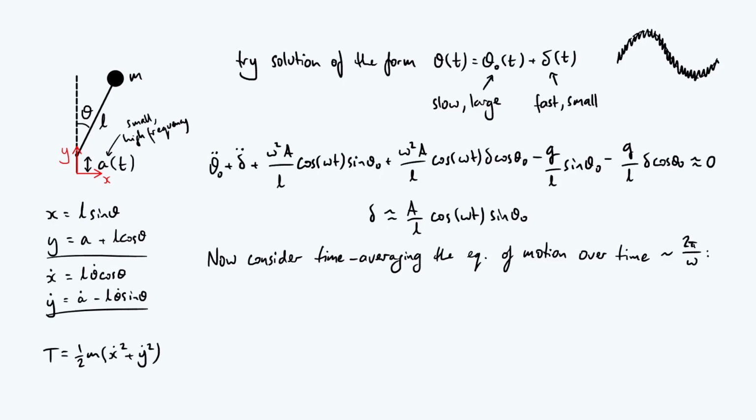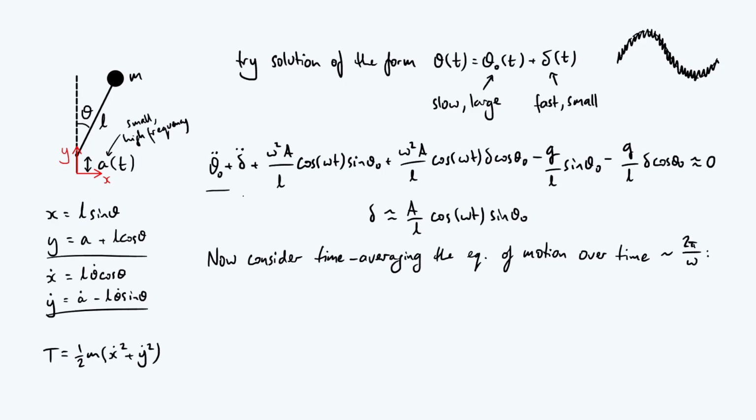Now, why is that a sensible thing to do? Well, essentially it's because theta naught is just varying on a much longer timescale than delta is. And so if you care about the long-term time evolution of theta naught, you wouldn't really intuitively expect that to depend on the very fine details of what delta is doing over a very short time period. You would expect the oscillations of delta to have some effect on what theta naught is doing, but the fine details shouldn't really matter. And so it seems like a sensible thing to do to just consider the time averaged effect of those oscillations. So let's take our equation of motion and time average each term over this short time period.